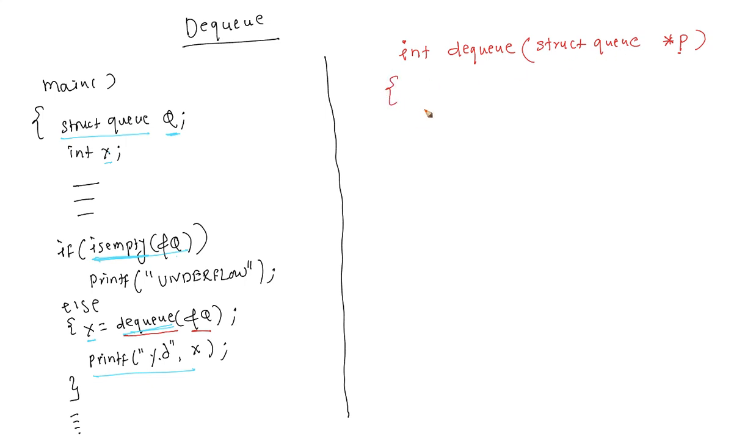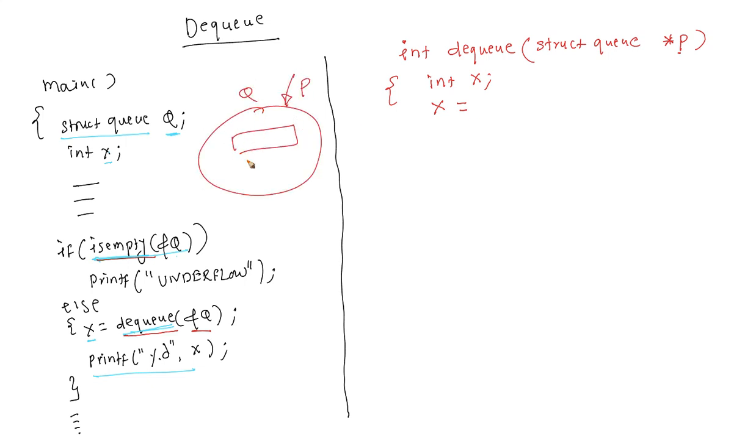Now here in this DQ function, I'll not worry about whether the queue is empty or not, because I am calling DQ only after making sure that the queue is not empty. So here I need not worry whether the queue is empty or not. Here I'll just remove an element. Int x, I need a variable here. This is a local variable of DQ. x is equal to, now this is the situation. Now p is pointing to this queue.